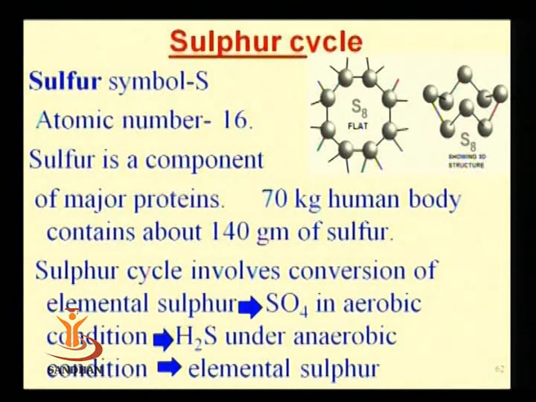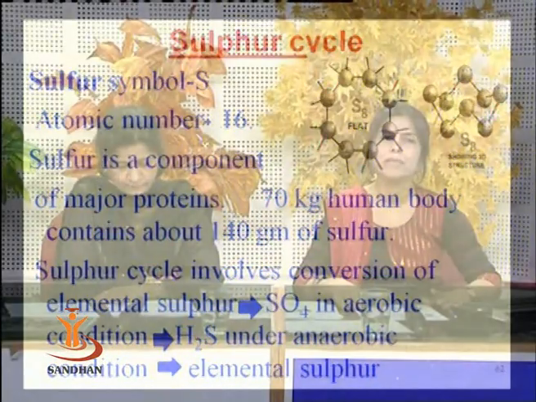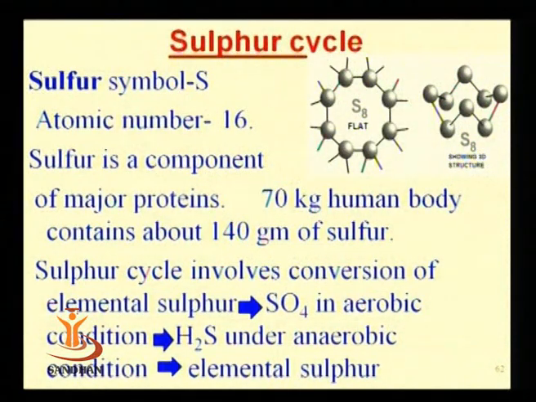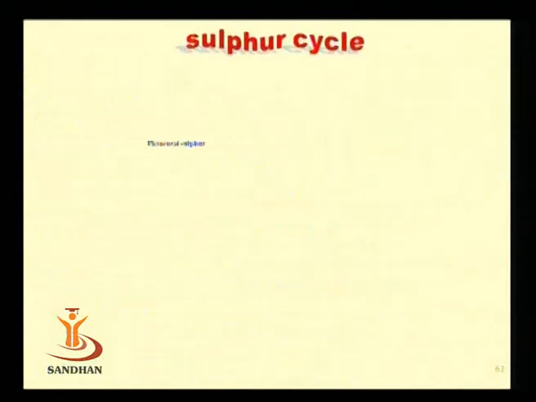Thank you. Our last element is sulfur cycle. Sulfur is a component of major proteins. A human body contains about 70 kg of sulfur. Sulfur cycle involves the conversion of elemental sulfur to sulfate in aerobic conditions, to H2S under anaerobic conditions, and back to elemental sulfur. Let us have an overview of the sulfur cycle.